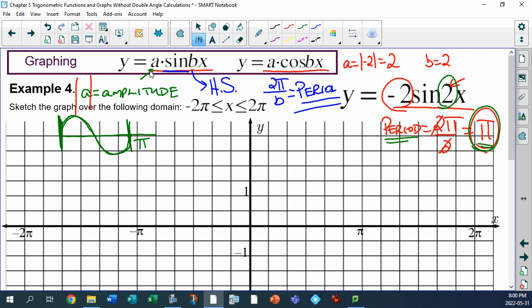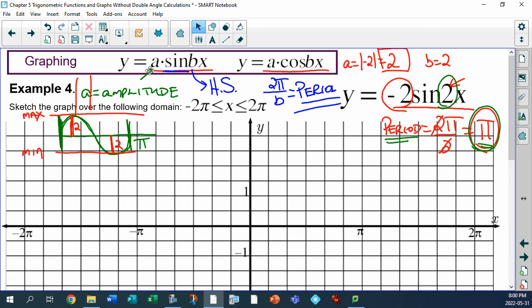Cool, but what about the amplitude? Well, think about it. The amplitude is this measure right here. It's the measure 2. We figured out the amplitude to be 2 right here. So it's 2 here, and it's 2 down here. So guess what that gives you? That gives you the maximum up here, and that also gives you the minimum down here. But our amplitude still remains as 2. Up 2, down 2.